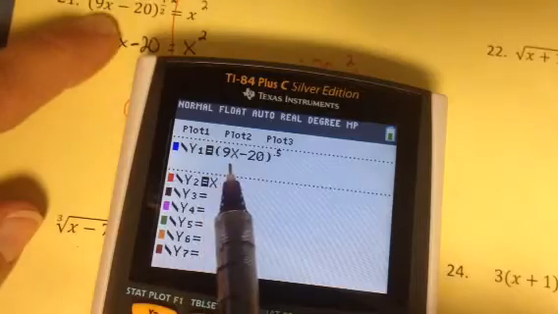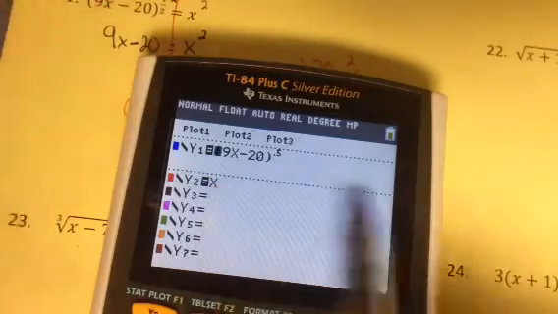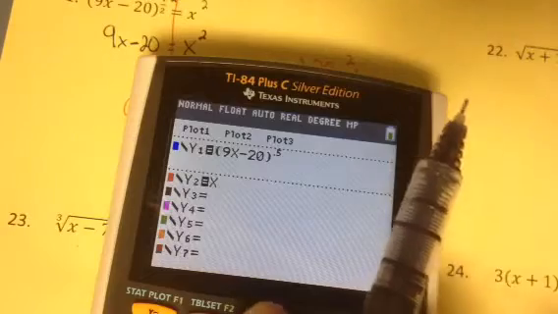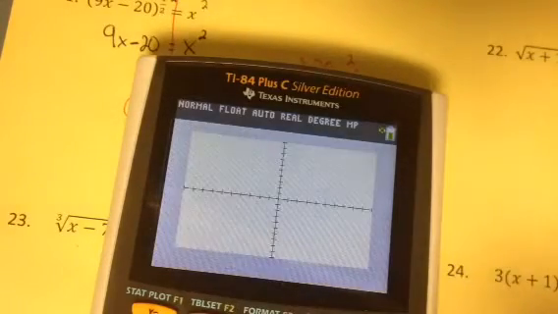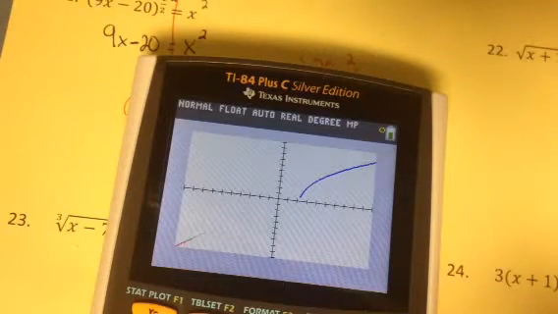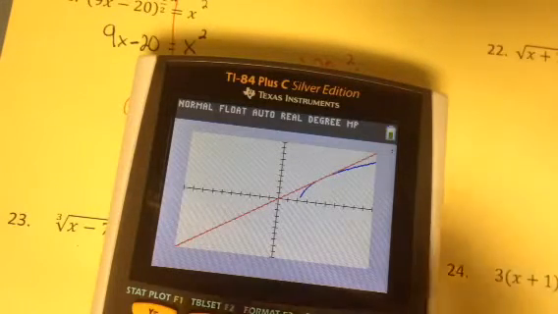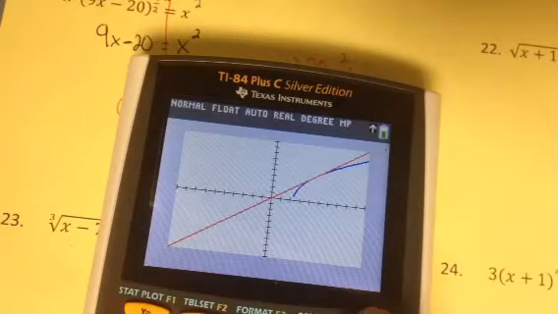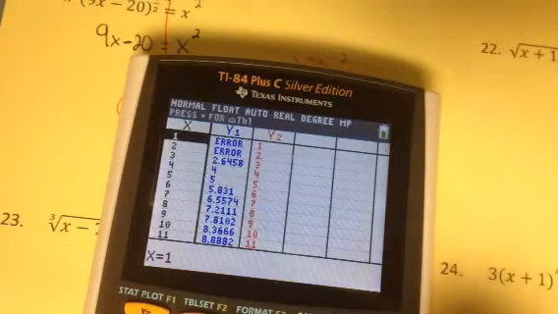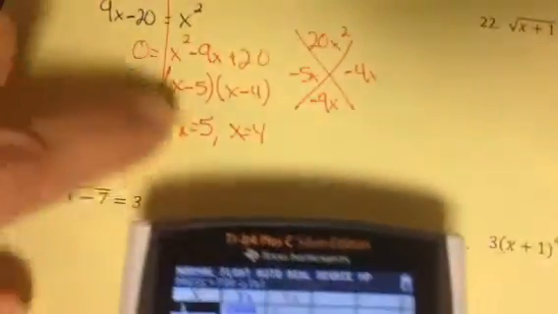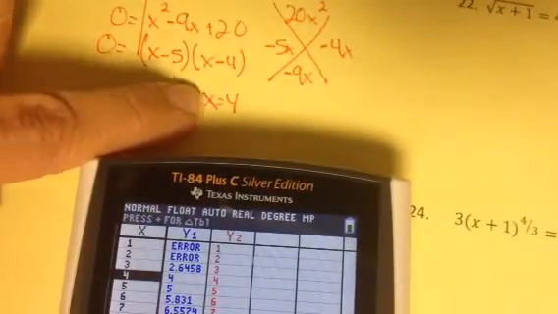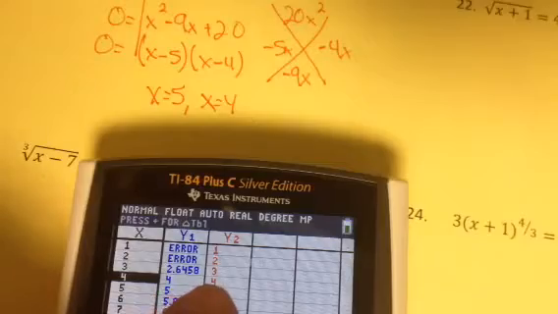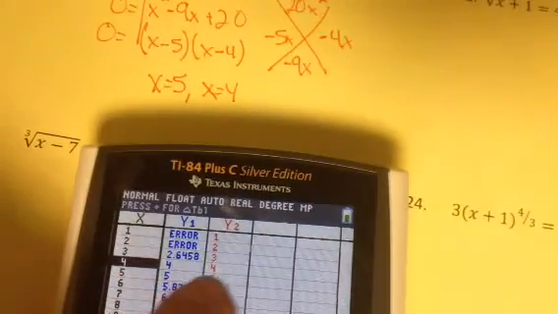So I take the left side, put that in y1, I take the right side, the original equations, I put it in y2. I did zoom 6, and I'm trying to see if these meet at both 4 and 5. And it's a little tough to see here. So one thing I can do just to double check is go to my table, press second graph and go to if x is 4, do I get the same answer for both equations? I do. And if x is 5, do I get the same answer?